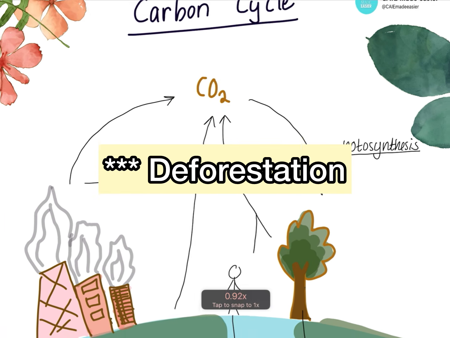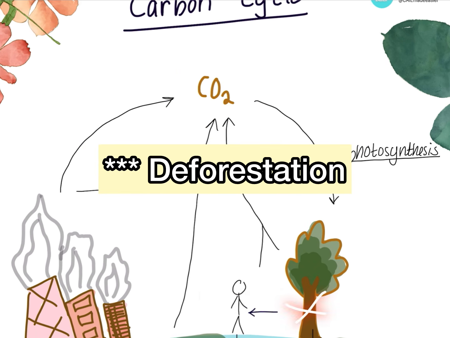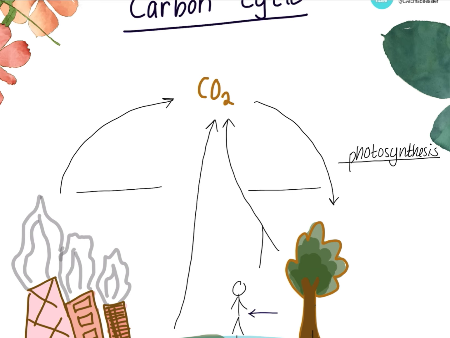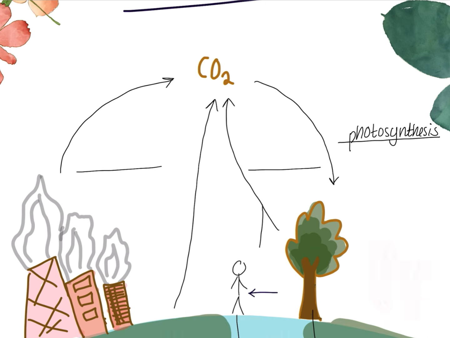So when we cut down plants, we have fewer plants that are going to take in carbon dioxide, okay? So in order to make sure that this balance is appropriate, we need to have more plants that can take in carbon dioxide.